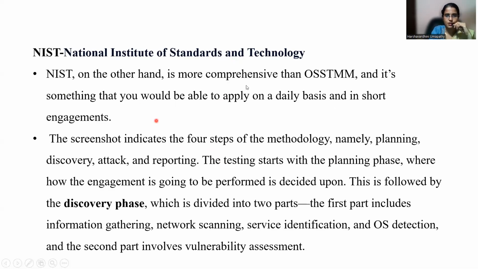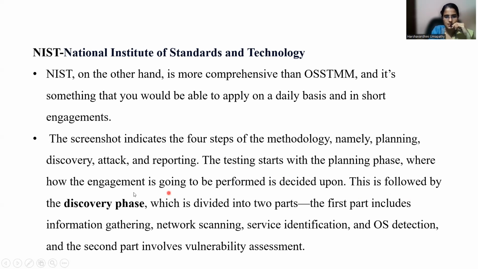So these are the four important phases. NIST is more comprehensive than OSSTMM, and NIST works mainly based on short engagements. Next one, there are four steps: one is planning, second is discovery, third is attack, and fourth is reporting. In NIST, the testing phase starts with the planning phase, where the engagement is performed based on the decision.